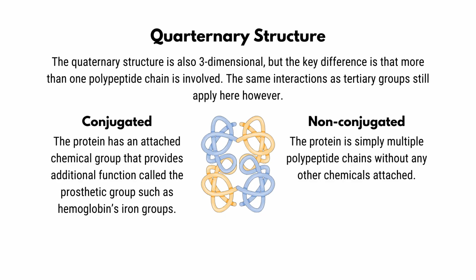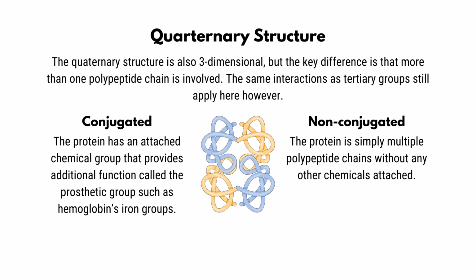And finally, we have the quaternary structure. The quaternary structure here is also three-dimensional, but the key difference is that there's more than one polypeptide chain involved. And the same interactions as tertiary groups will still apply here, such as the hydrogen bonding between polar R groups, hydrophobic interaction between nonpolar R groups, disulfide covalent bonds, and the ionic bonds between the charged R groups.